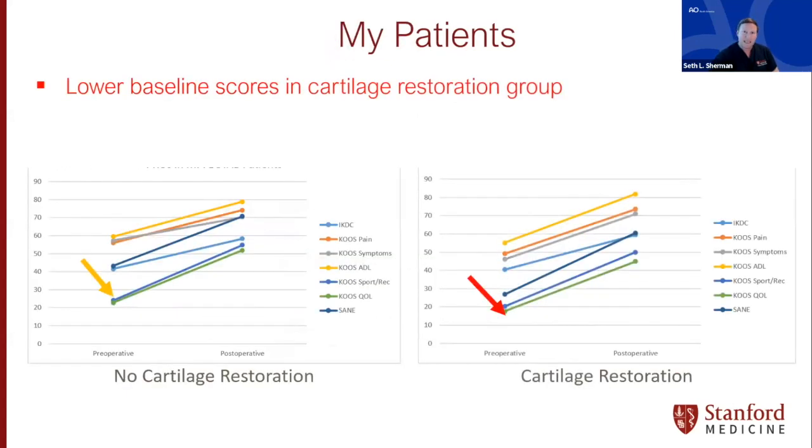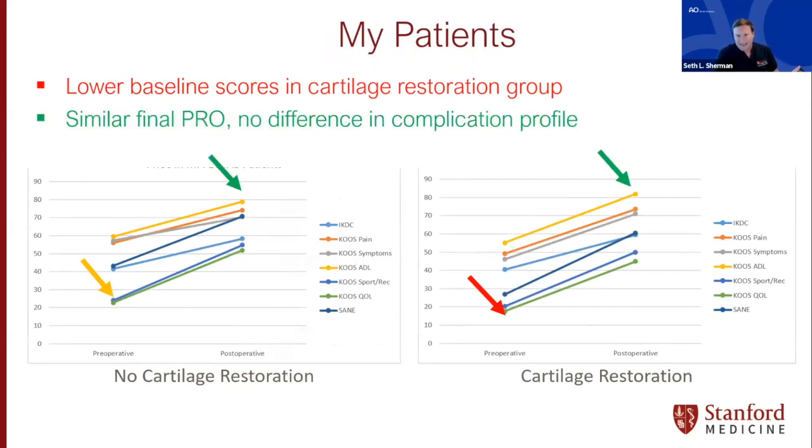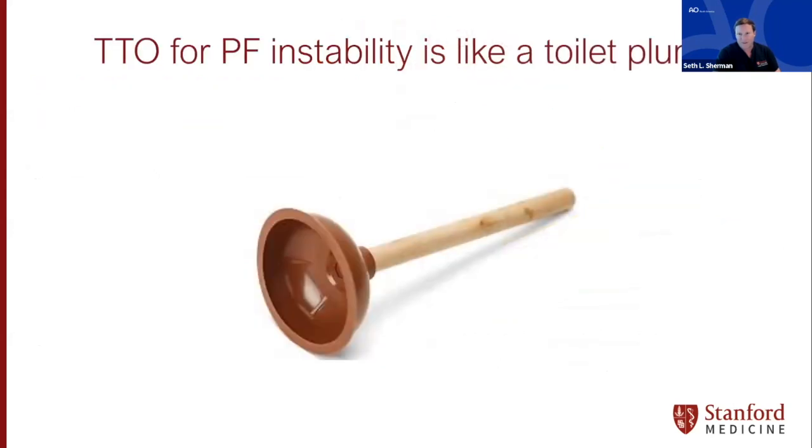But interestingly, the patients who needed cartilage restoration started off with lower baseline scores, but at the end of the day, they all got to the same level with no differences in the complication profiles. This is an interesting concept for me that is kind of humorous, but I think it's true: that TTOs for patellofemoral instability are like a toilet plunger.